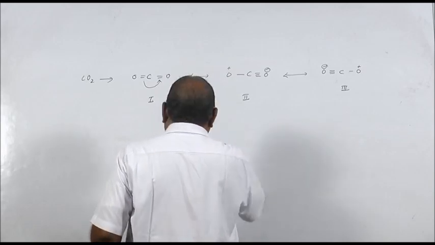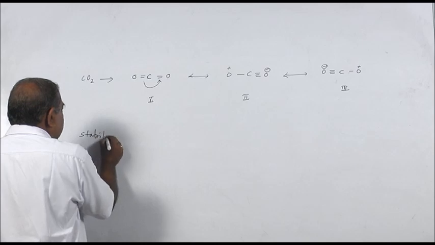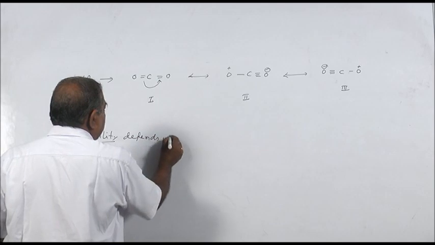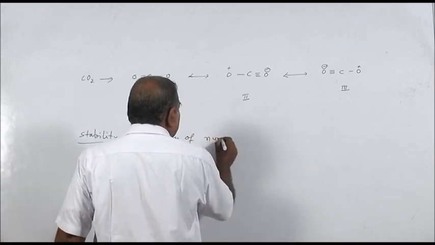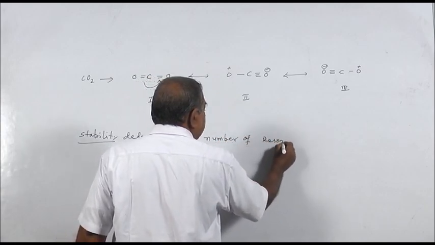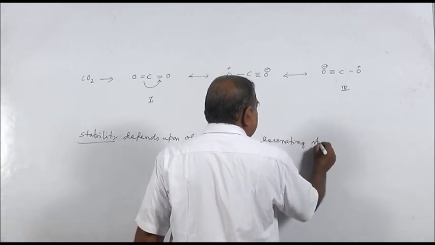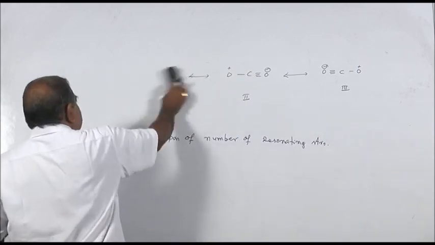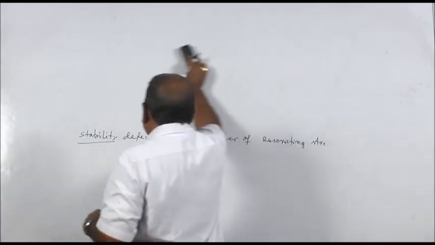Now, due to resonance, the molecule becomes stable. The stability depends upon the number of resonating structures. More the number of resonating structures, more is the stability. Remember, more is the number of resonating structures, more is the stability.